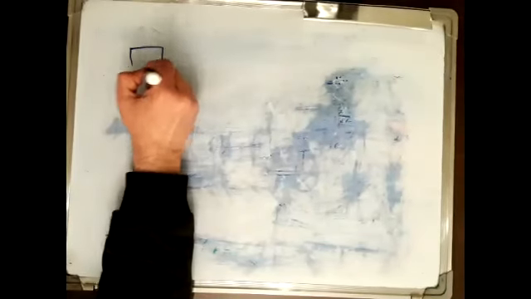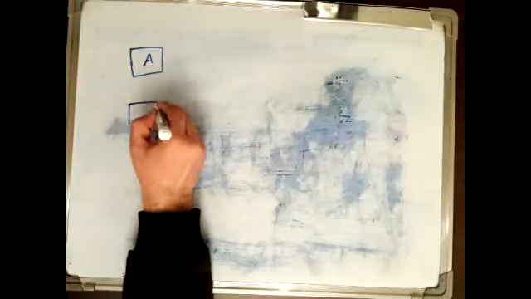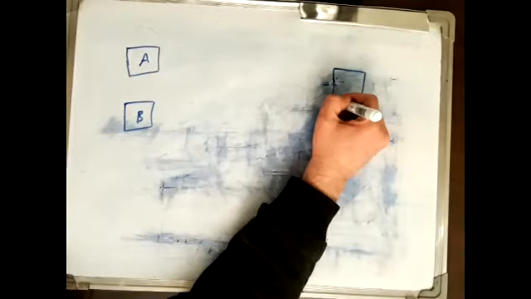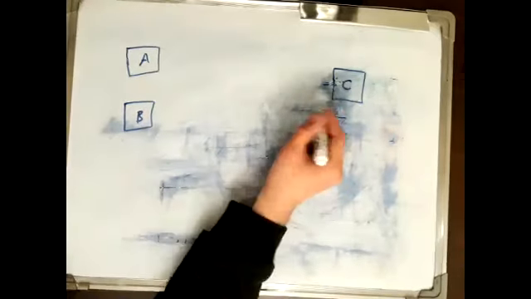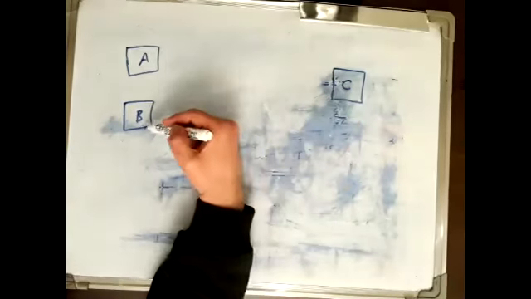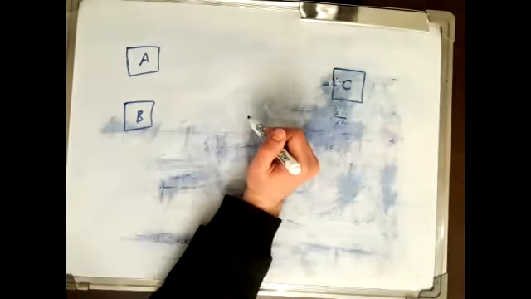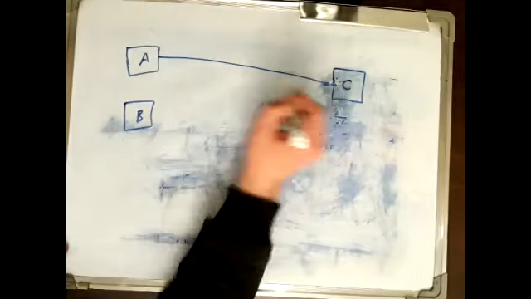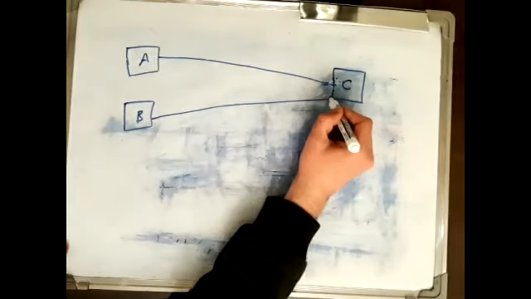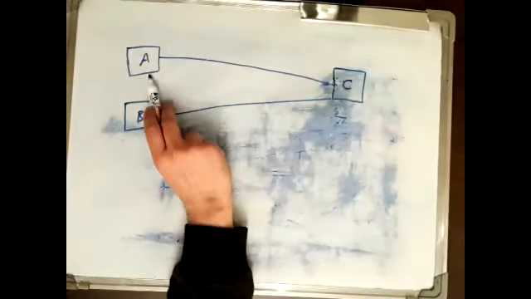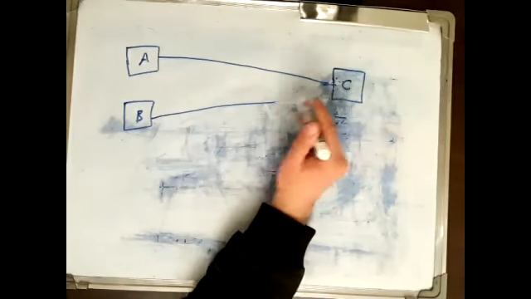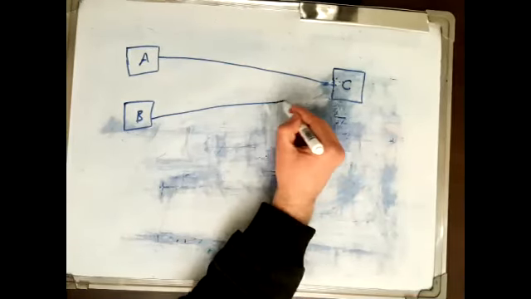Let's say that we have two digital systems. We have system A, we have system B. And these two systems want to communicate with system C. They can send one bit. A can send one bit to C, B can send one bit to C. How can we do that? The straightforward approach is to have a wire connect A to C and another wire to connect B to C. So A can send data to C, B can send data to C. But this is the simplest and trivial approach to do this.